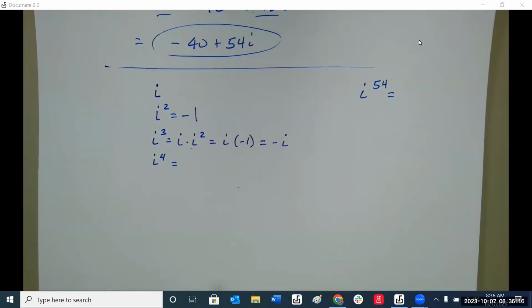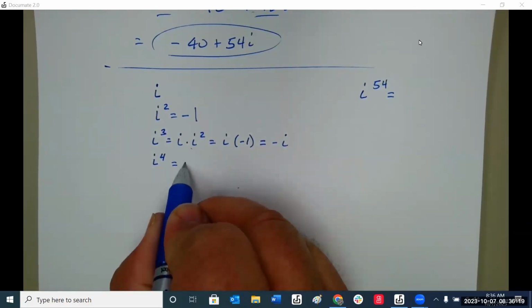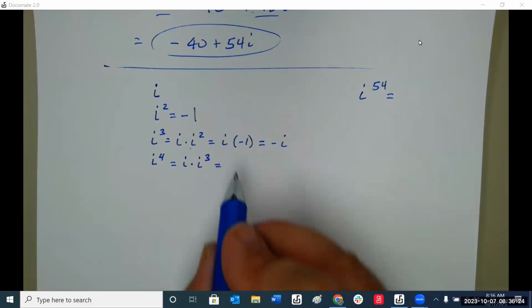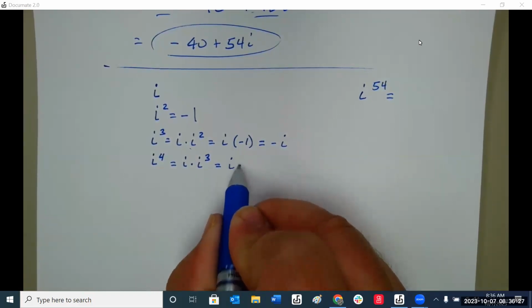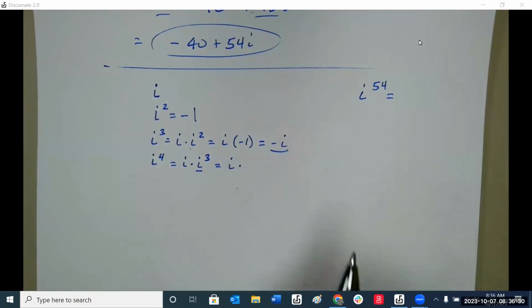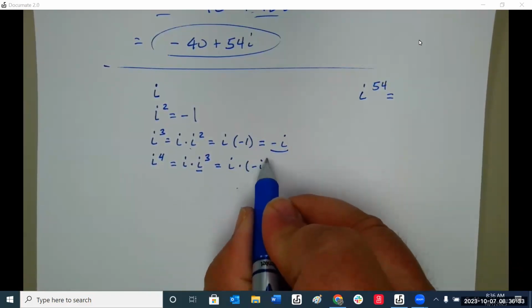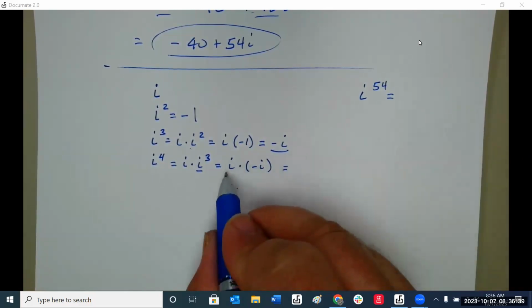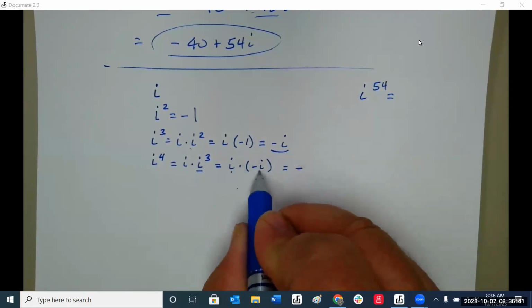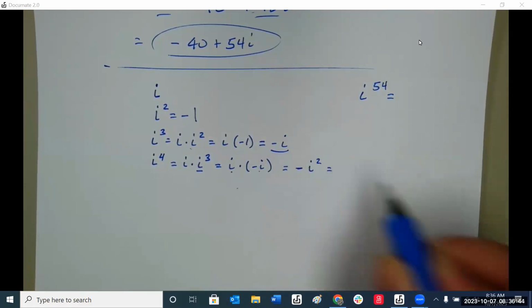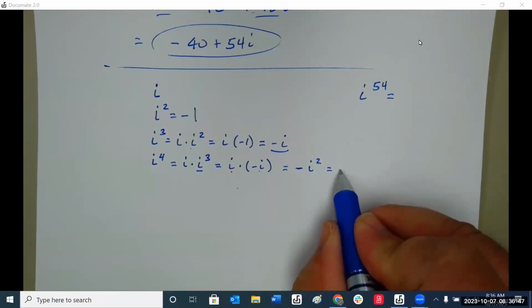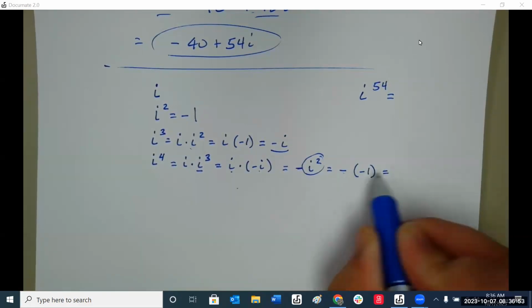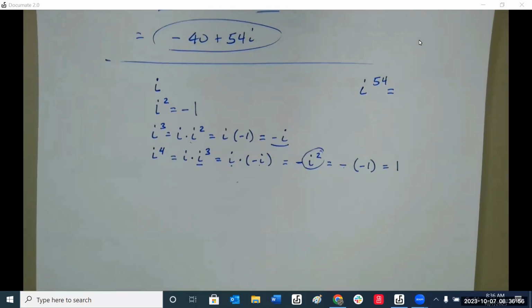What is i to the fourth? i to the fourth is i times i cubed. i cubed was -i. So we have positive times negative is negative. i times i is i squared. But i squared is -1, so negative times -1 is positive. So i to the fourth is equal to 1.